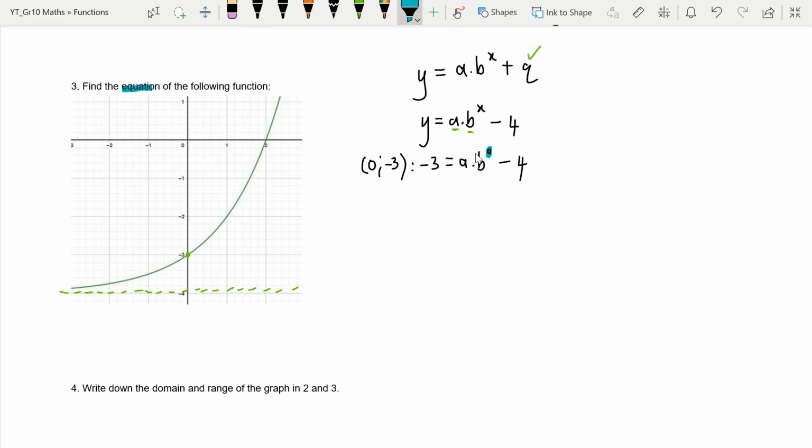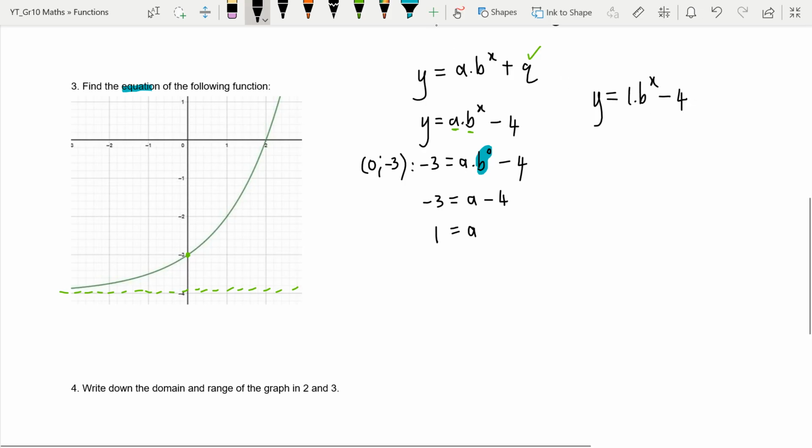Because when we do that, our x is 0, and then that b to the power of 0 becomes 1. Negative 3, and there we've got a times 1, it's just a, and take away 4. So that puts us in a position where we can find the value of a. If we get a by itself, it means we're going to plus 4 on both sides, so a is equal to 1. Okay, great, so far so good. So let's go put in what we found. We know that a is 1. We know that q is negative 4, and now we only have the b that we need to find.